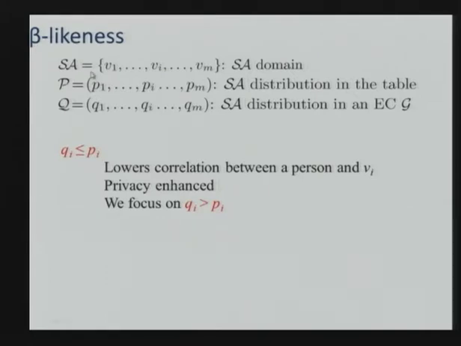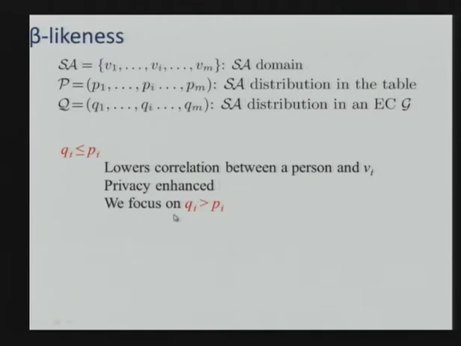Based on our analysis, we first consider the case that the global distribution is smaller than the local distribution. For such a case, the correlation between a person and the sensitive value Vi is lower in an equivalence class. Therefore, the privacy guarantee is higher.